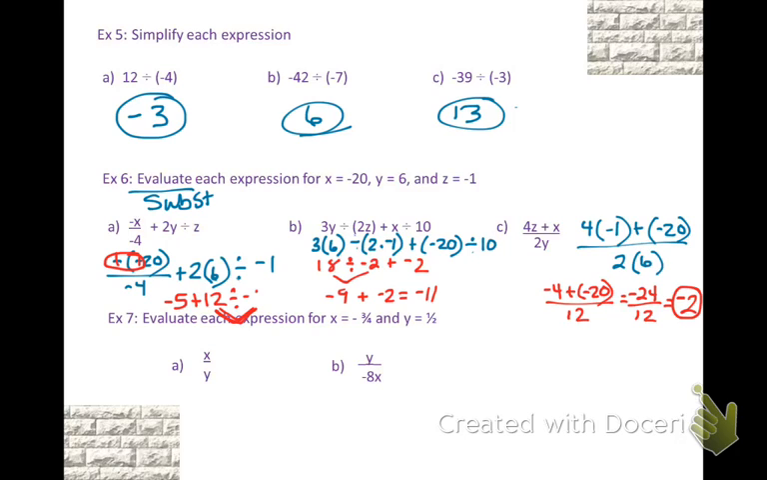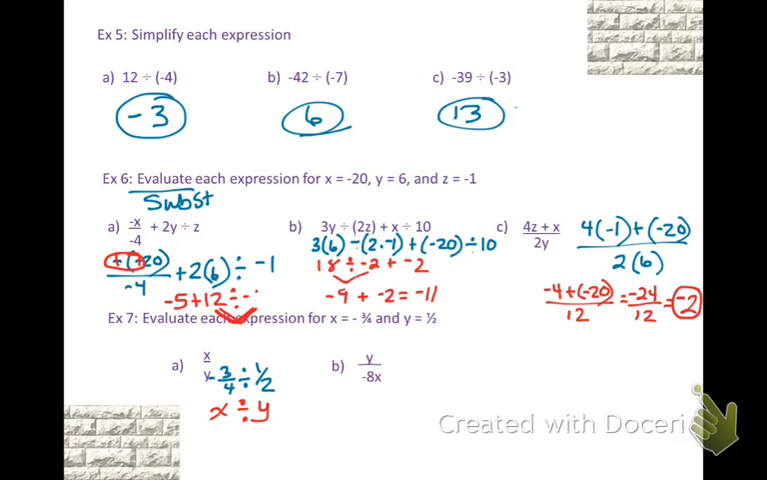Okay, example 7. This time we have some fractions. I have x over y, or another way of looking at it is x divided by y. And this will work really well when it comes to fractions. So if I look at it, it would be negative 3/4 divided by 1/2.